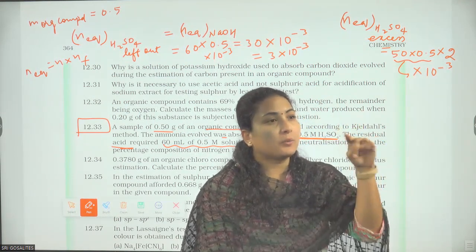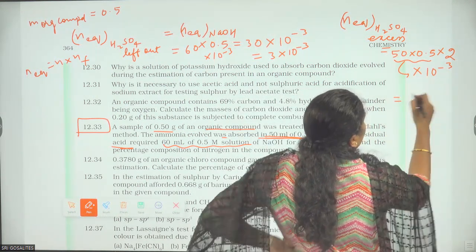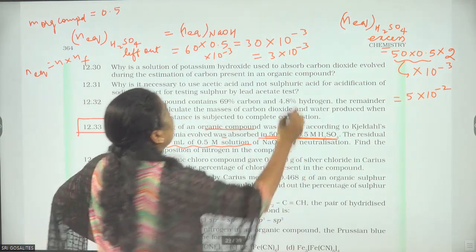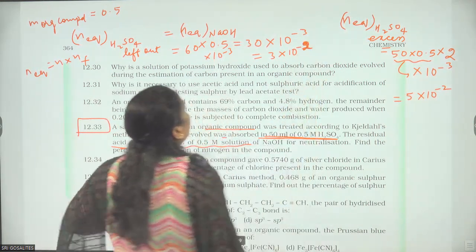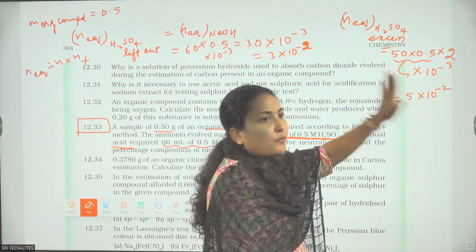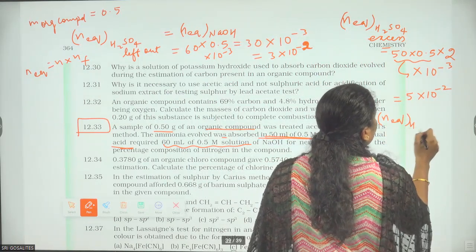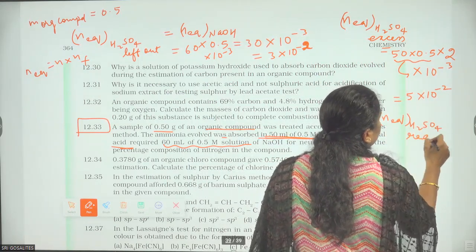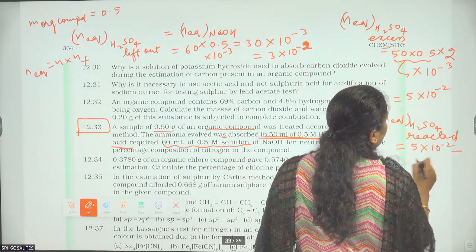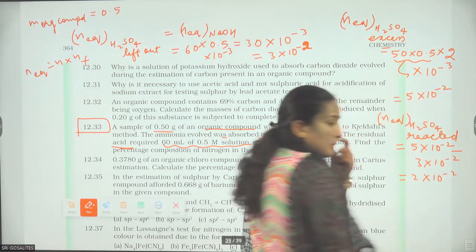Multiplying by 2 means you are converting it into the N factor. So what I'll be getting is 5 into 10 raised to minus 2, right? Here I have the number of equivalents of H2SO4 left out, the excess. So what about the number of equivalents of H2SO4 that reacted? That will be 5 into 10 raised to minus 2 minus 3 into 10 raised to minus 2. You will be getting 2 into 10 raised to the power of minus 2.